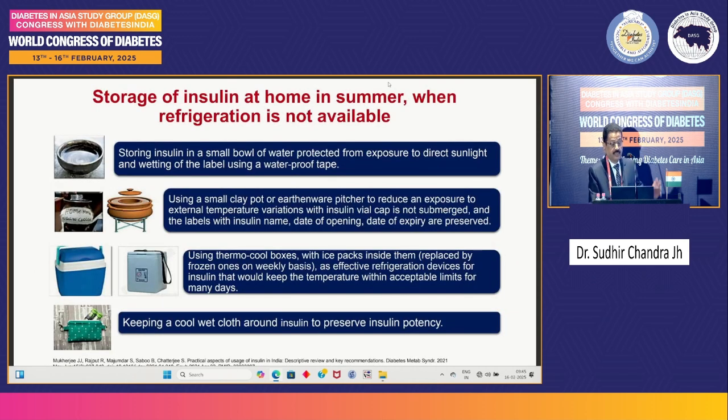Where these facilities are not available, store insulin in a small bowl of water, protected from exposure to direct sunlight, and a waterproof tape should be put on the label to prevent wetting. Use a small clay pot or earthenware pitcher to reduce exposure to external temperature variations, with the insulin vial cap not submerged. The labels of insulin with date of opening and date of expiry should be preserved. Thermocol boxes with ice packs inside are an effective refrigeration technique to keep insulin within acceptable temperature limits. Keep a cool, wet cloth around insulin to preserve its potency.